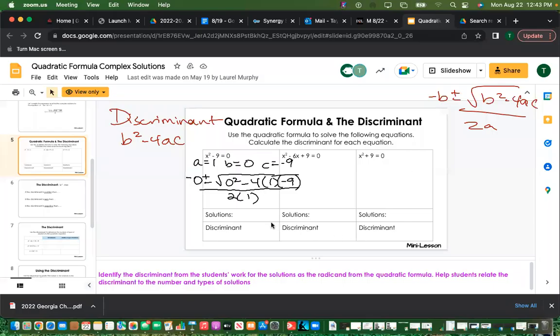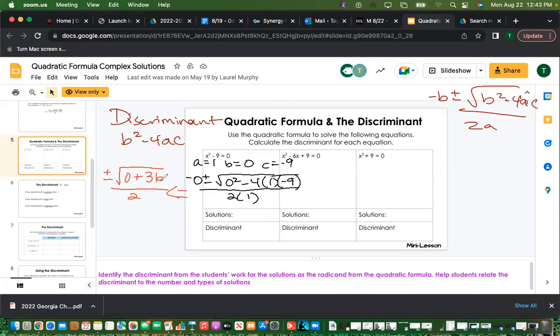So negative 0 is just going to be 0, so we're not even going to write that out. This is going to give me a plus minus. Under the square root, we're going to have 0 squared, which is just 0. Negative 4 times 1 times negative 9 is going to give us a positive 36. And then in the denominator, we have 2 times 1, which is just going to give us 2.